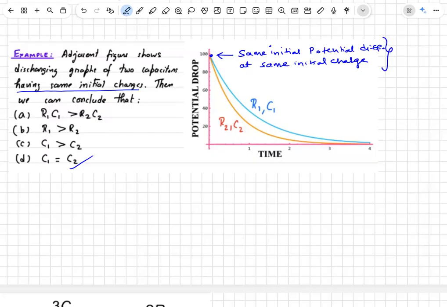So where does the difference lie? C1 is equal to C2, but the graph says there are two different graphs. How come this happens? The capacitances are the same, but still why are the graphs different? Yes, so R1 is not equal to R2. And I told you a lot of times, I told you in my last class also.